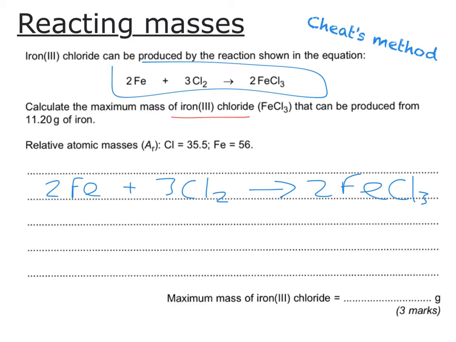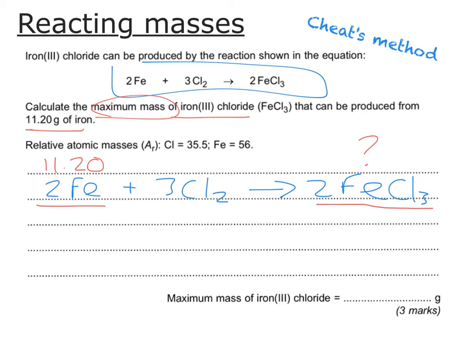So first of all, I underline the iron chloride over here, and we want to know the maximum mass of that. So I'm going to put a little question mark above it. The next part says that that can be produced from 11.2 grams of iron. So underline the iron, and above it I'm going to write 11.2.